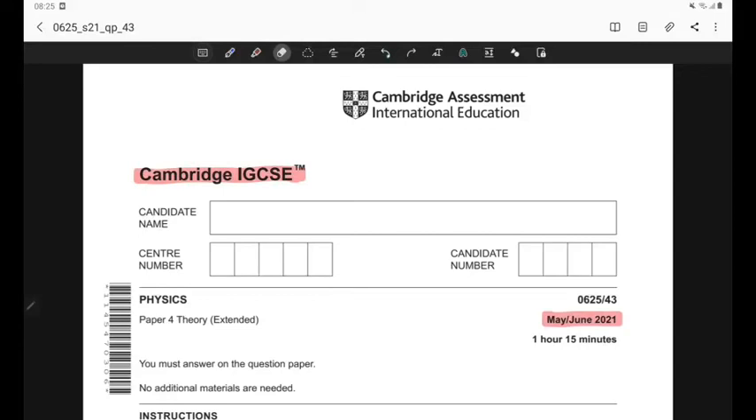Cambridge IGCSE, May-June 2021, Paper 43.